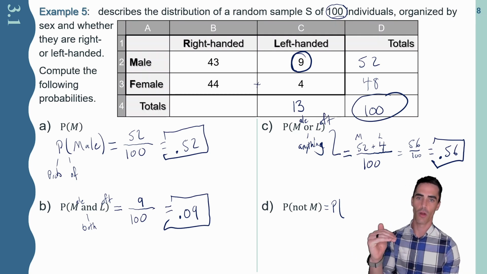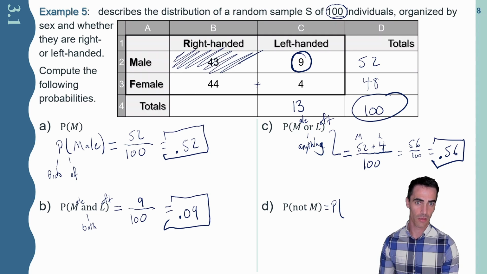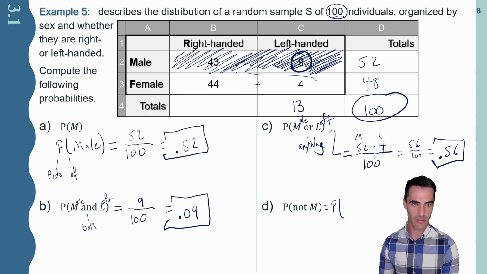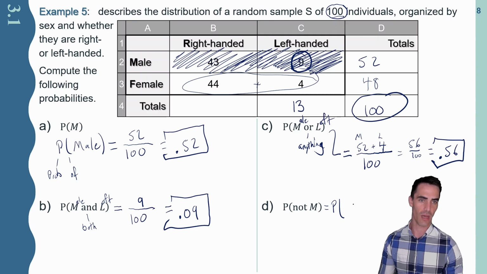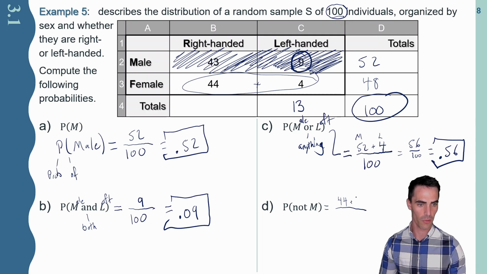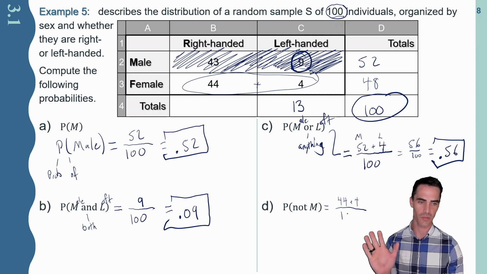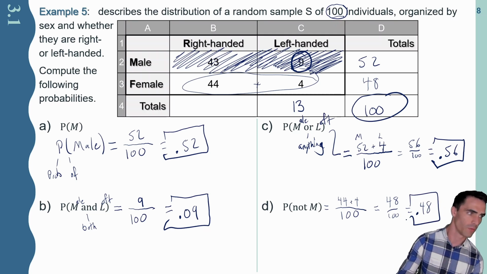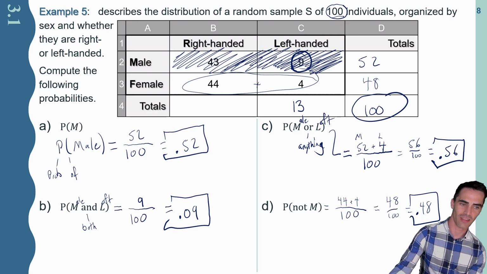I only really have 2 rows here, male and female. And so by not male, I can cross them off. I don't want these individuals, so I'll cross them off. And it looks like these are what we want up top. It's 44 plus 4 divided by my space, always the same, of 100. Or I can clean this up. 44 plus 4 is 48 divided by 100. As a decimal, that's 0.48. And we can get our probability. Oops, I'm in the way. 48 right there. And that's our probability of getting a not male. And we can see it from our chart.